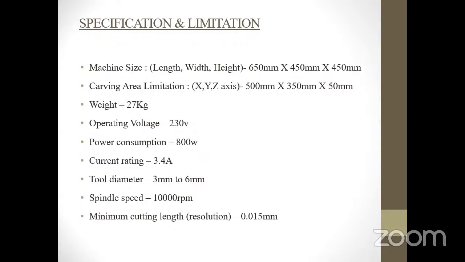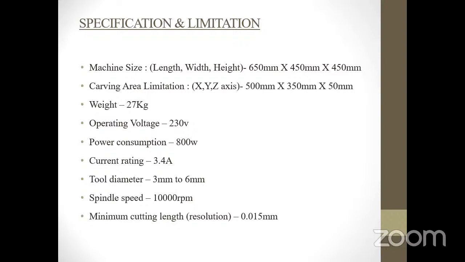Machine size, for example, is 650 millimeters length, 450 millimeters width, and 450 millimeters height. But the carving area is 500 millimeters length, 350 millimeters width, and 50 millimeters height.